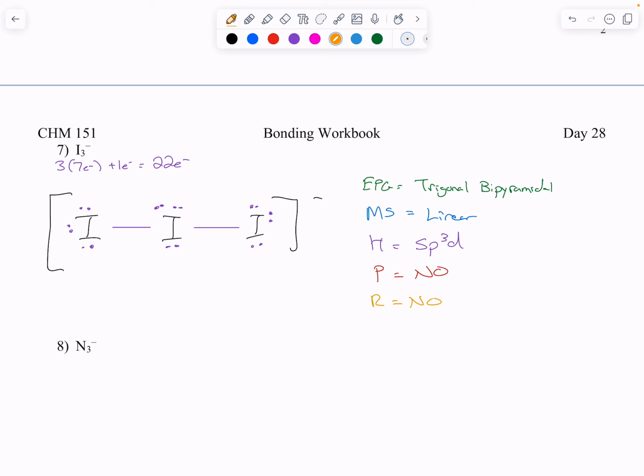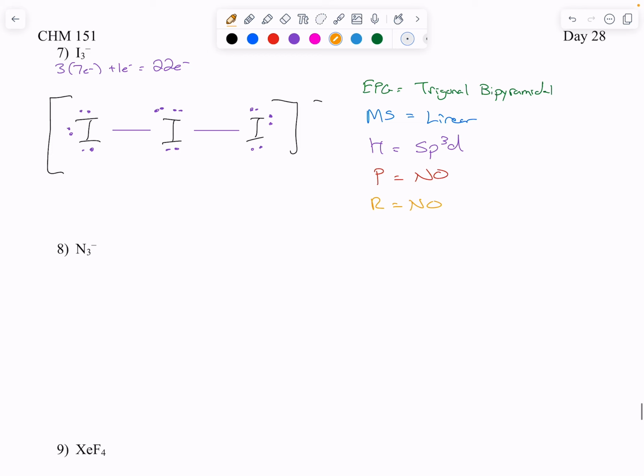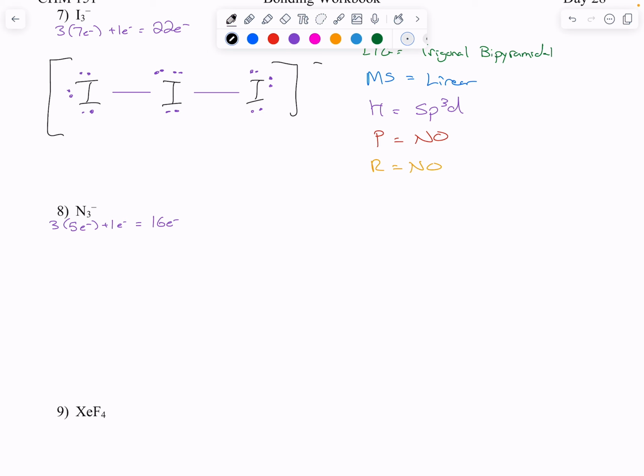All right. N3 minus, azide. Electrons: 5 electrons times 3 plus 1 equals 16 electrons. All right, I'll try N again. Let's see. 2, 4, 6, 8, 10, 12, 14, 16.